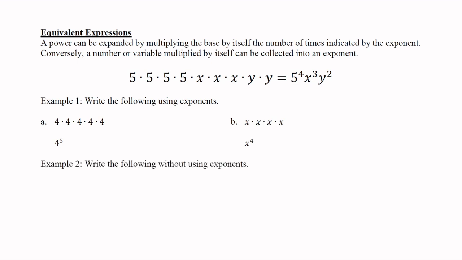Now let's write the following without using exponents. So we start with 5 to the 3rd, x squared, y to the 4th. So you just expand it by multiplying 5 3 times, x 2 times, and y 4 times.